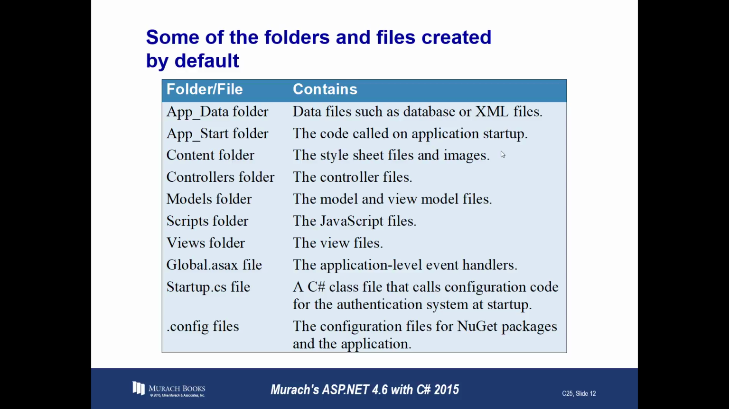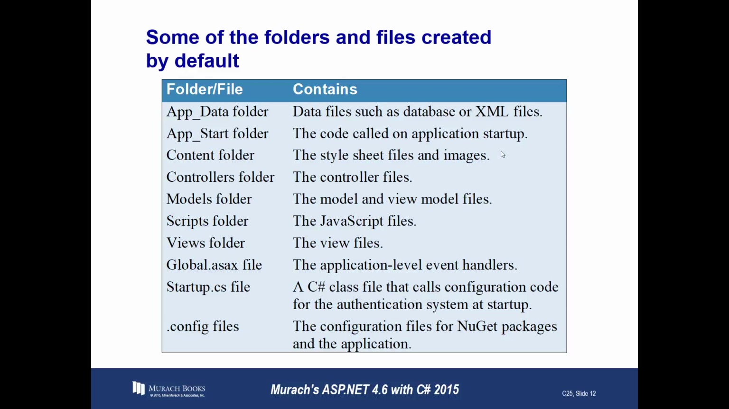The content folder holds our CSS files and our images. The controllers folder holds all of our controllers. The models folder holds all of our models. The views folder holds all of our views. That should make sense. The scripts folder holds all of our JavaScript and jQuery files.